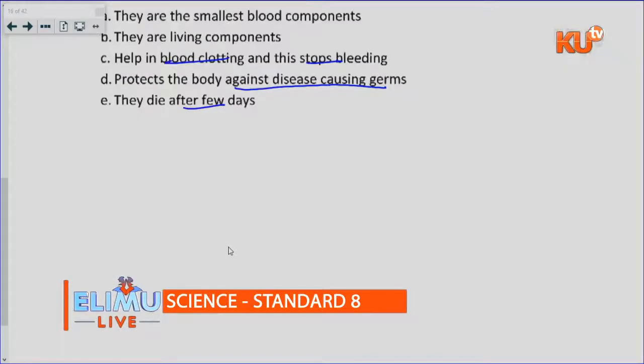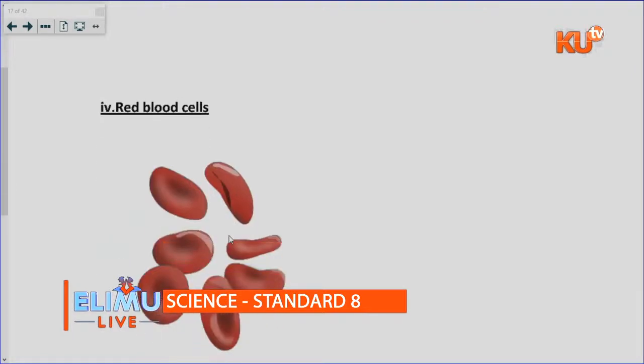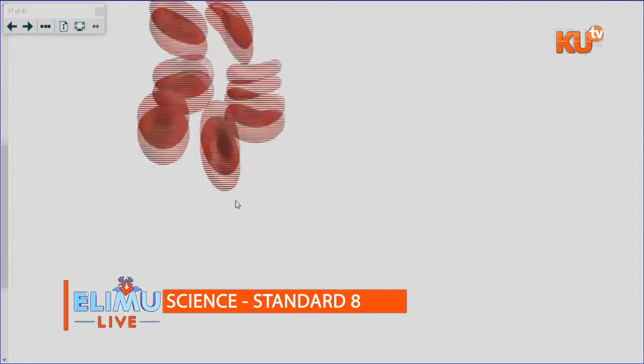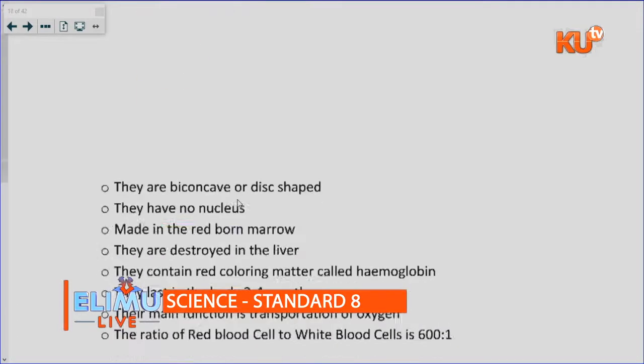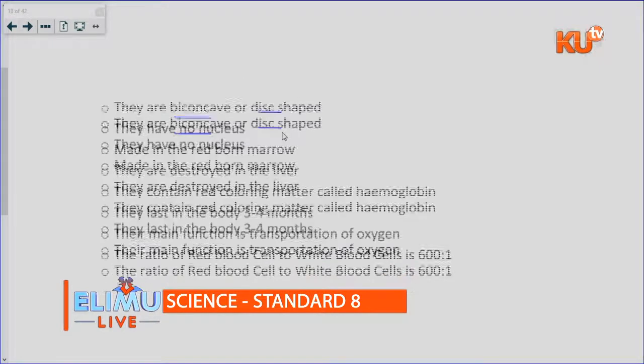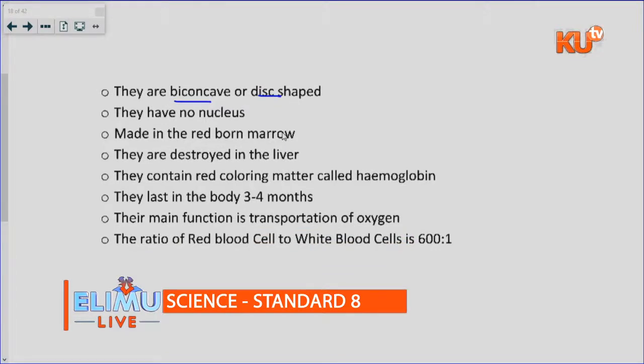We look at our next blood component, which is the red blood cells. That is the shape of the red blood cells. I want you to look at them very well. And the functions of the red blood cells are as follows. First of all, the shape is that they are biconcave. Biconcave means disc-shaped. They have no nucleus. We learned that nucleus are found in the white blood cells. So they have no nucleus, the red blood cells.